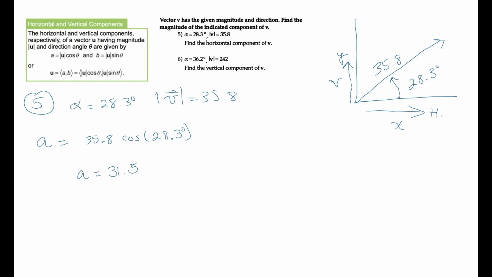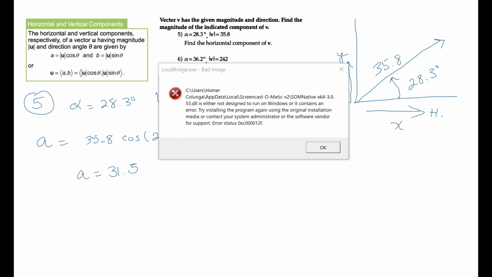31.5. Okay, which makes sense because if you think about it, you know that the angle is somewhere in the first quadrant, so the horizontal and vertical components should both be positive. But we're only looking at the horizontal component here. Now, we're going to take a look at the vertical component in the next example.